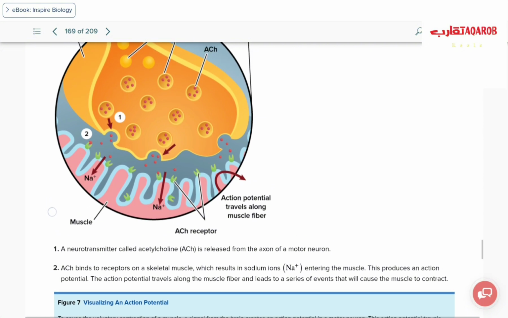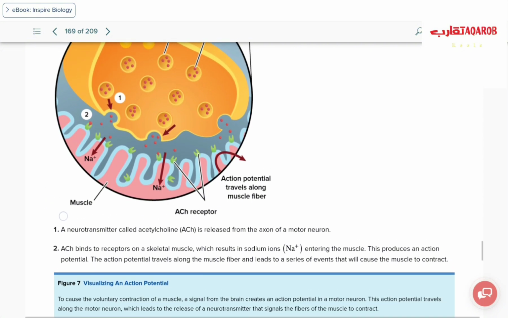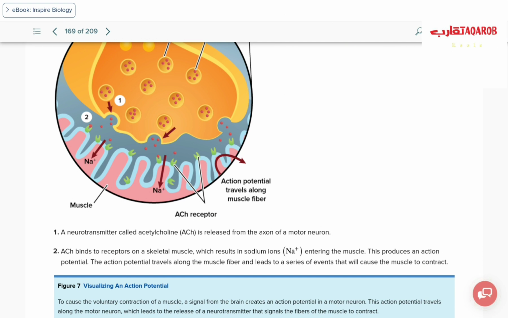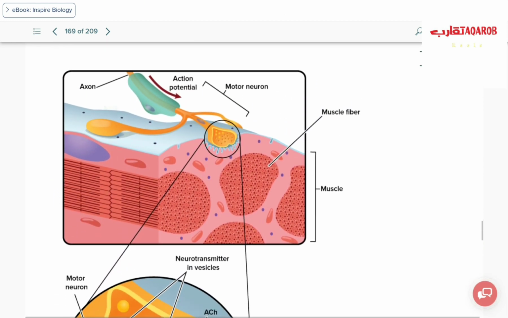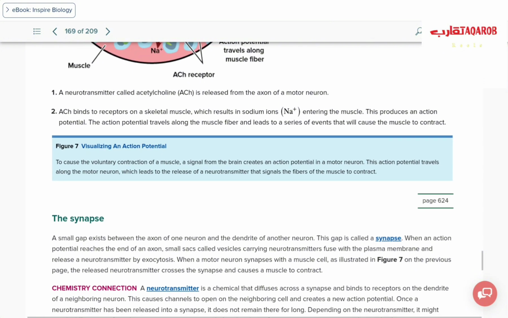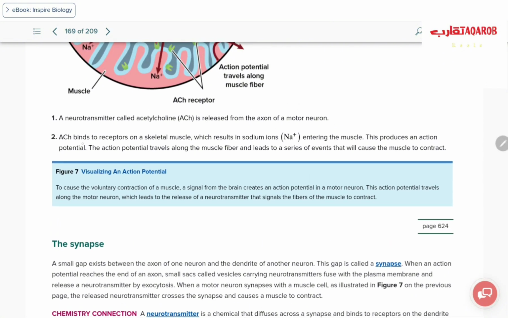So here we have a neurotransmitter called acetylcholine, which is released from the axon of the motor neuron. Okay. Acetylcholine binds to receptors on the skeletal muscle, which results in sodium ions entering the muscle. This produces an action potential. The action potential travels along the muscle fiber and leads to a series of events that will cause the muscle to contract.